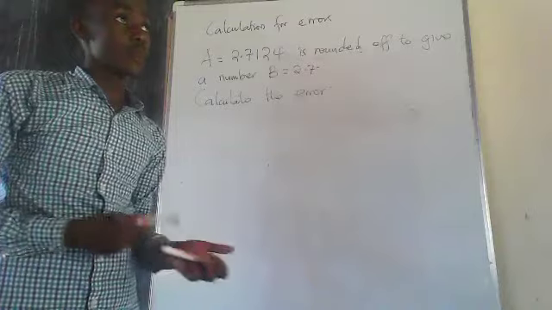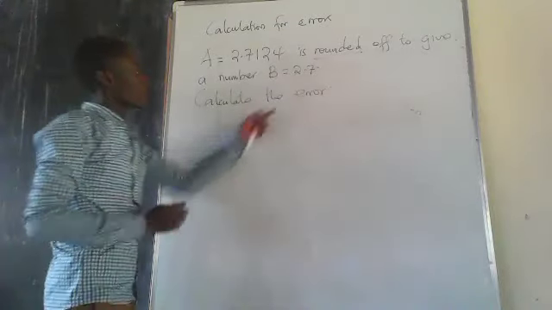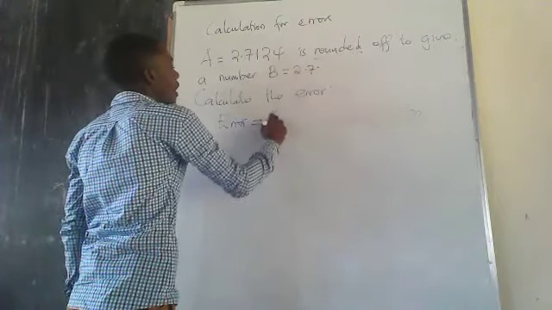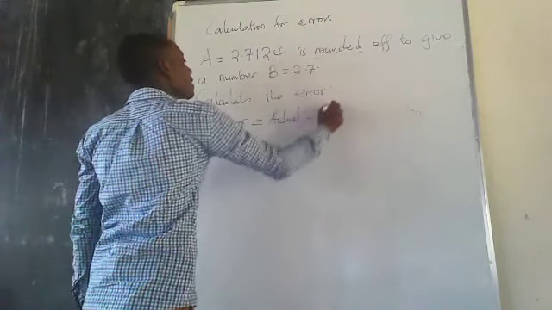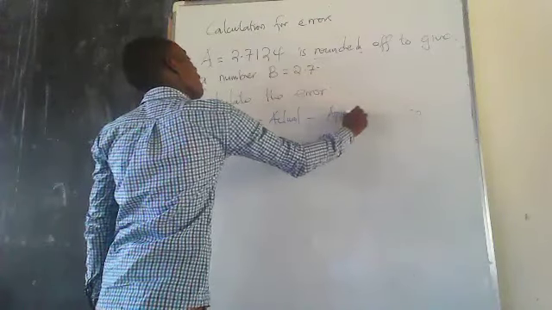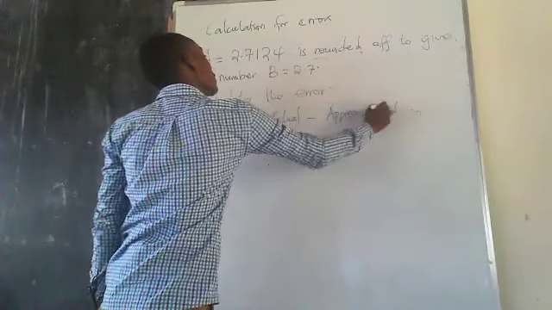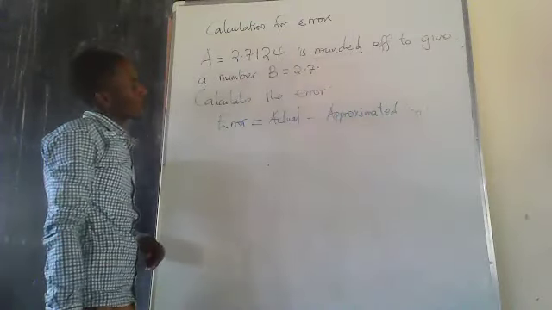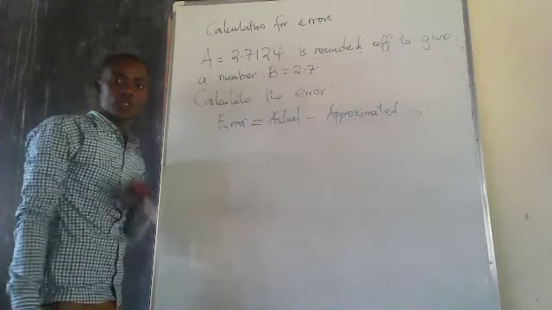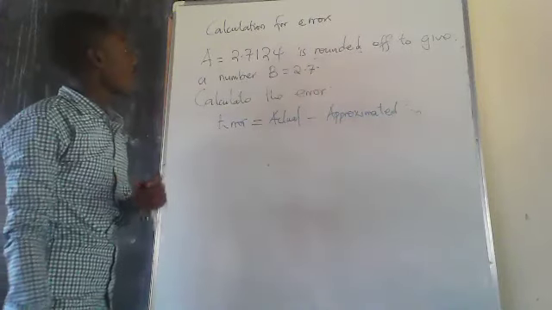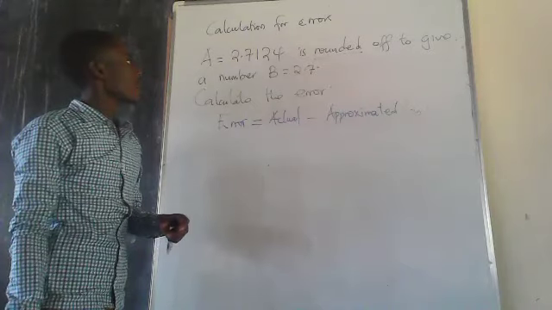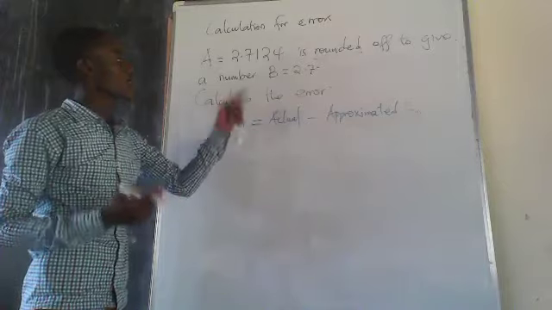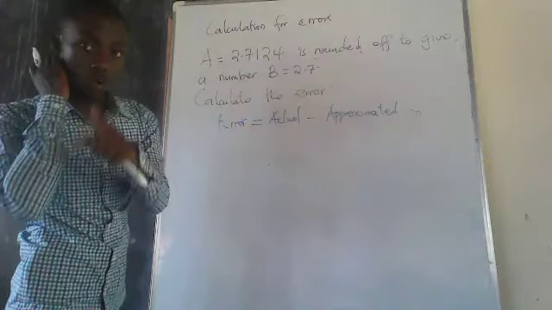So the thing is very simple. Remember what we said that error is? We said that error is the difference between the actual and the approximated. So when you get the difference between those two, you'll be getting what we call an error. So what was our actual? What we call an actual is the first value that we have before rounding off. So approximated is the one that comes after rounding off.